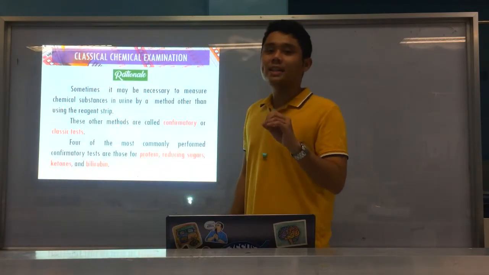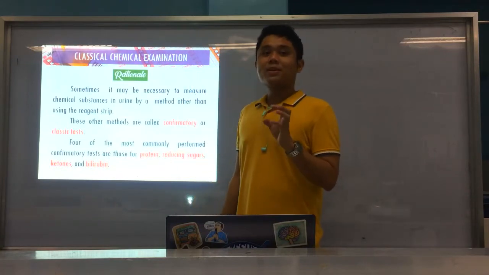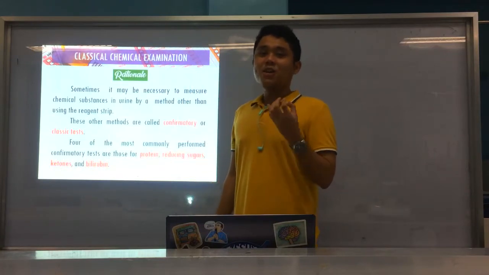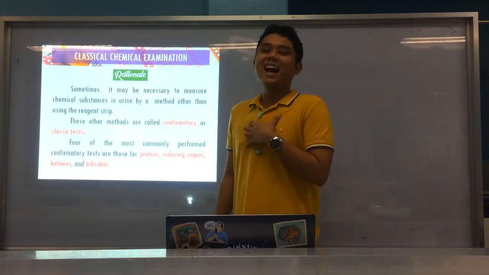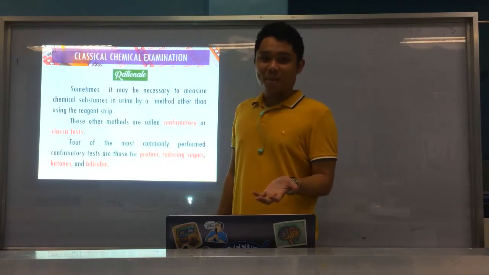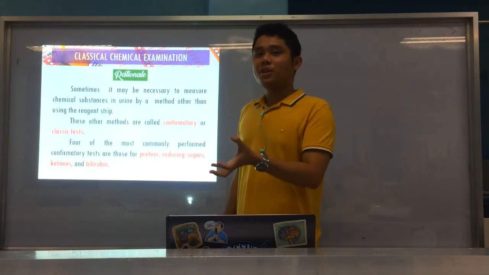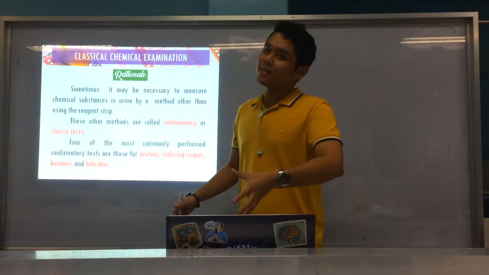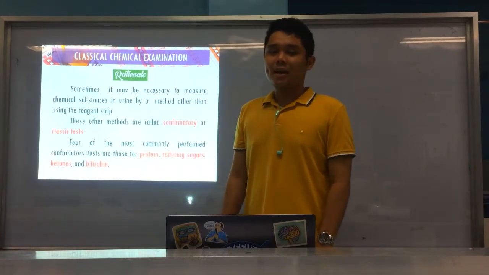Because, again, the point is there are times that we want to confirm or we want to measure the chemical substances that are present in urine. Okay? So, many times the results of the reagent strip are just not enough. So, you maybe want to quantitate, yeah? You maybe want to measure the substances or you just want to check the presence. So, we now perform this classical chemical examination.